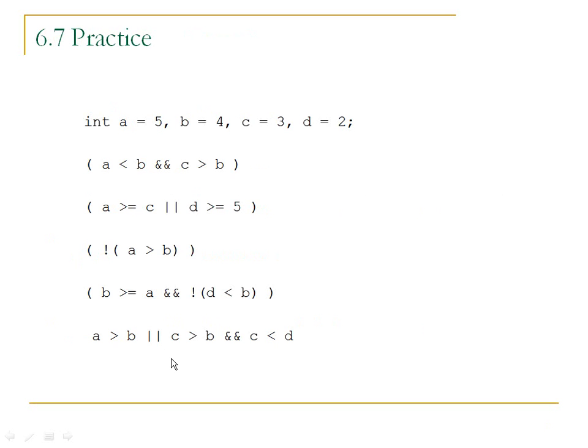Here are some practice ones. Evaluate the relationals first, then evaluate the logicals, and these will all evaluate to true or false. I would encourage you to do these with a pencil and then go and type them in a little program in Eclipse. You could just do a System.out.println and put this in it and see if it prints out true or false. It's really simple to ask the machine what the answer is to confirm that you're doing the logical operators correctly.